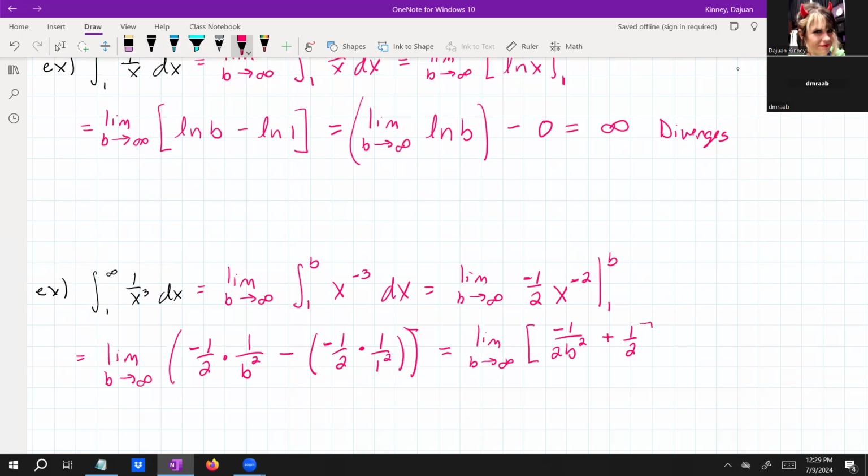Yeah. All right. Now, as b goes to infinity, what happens? Well, we're getting really, really, really big numbers on the bottom here. So I get negative 1 over infinity. Well, that's going to go to 0. So I'm just left with 1/2, and we converge. So that's our limit.